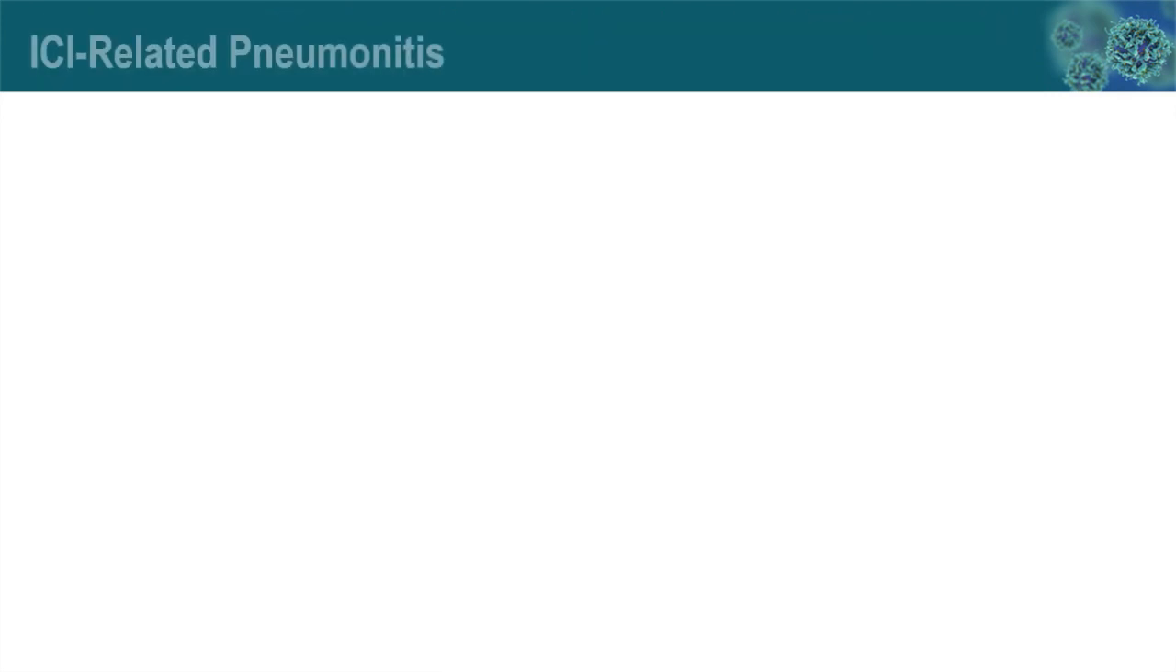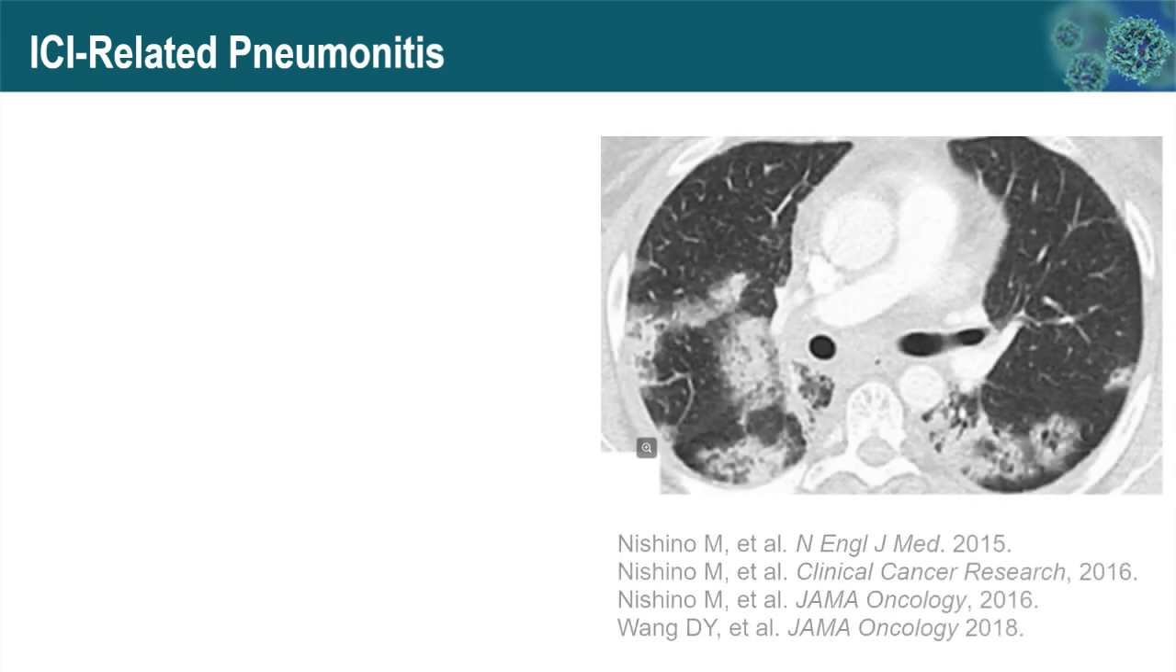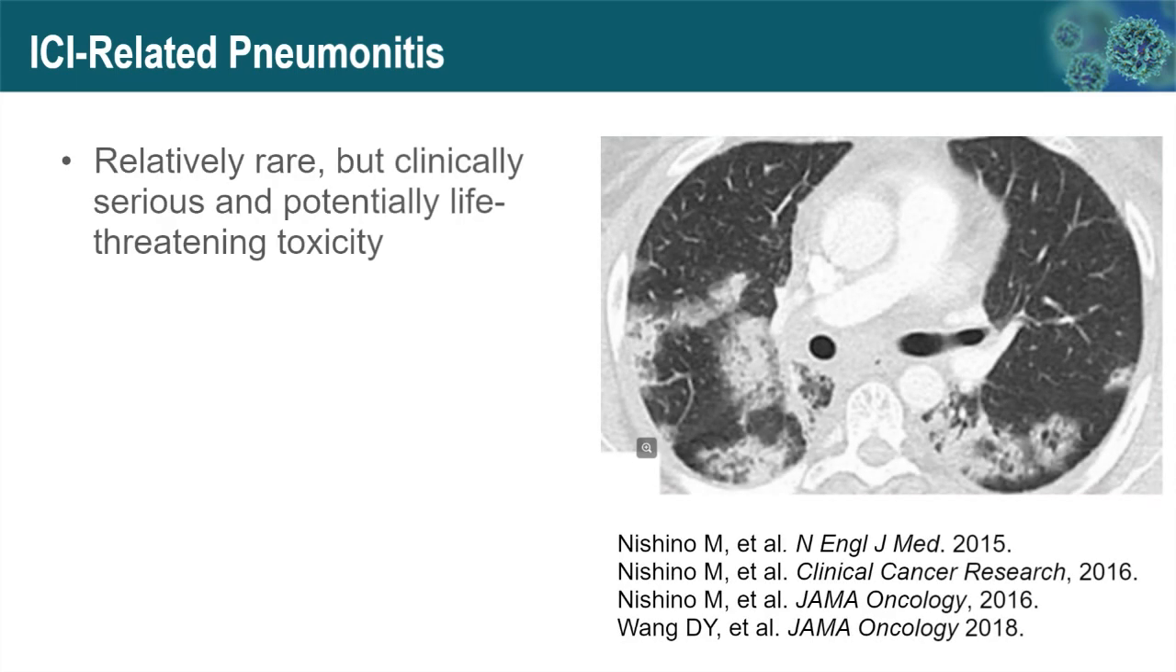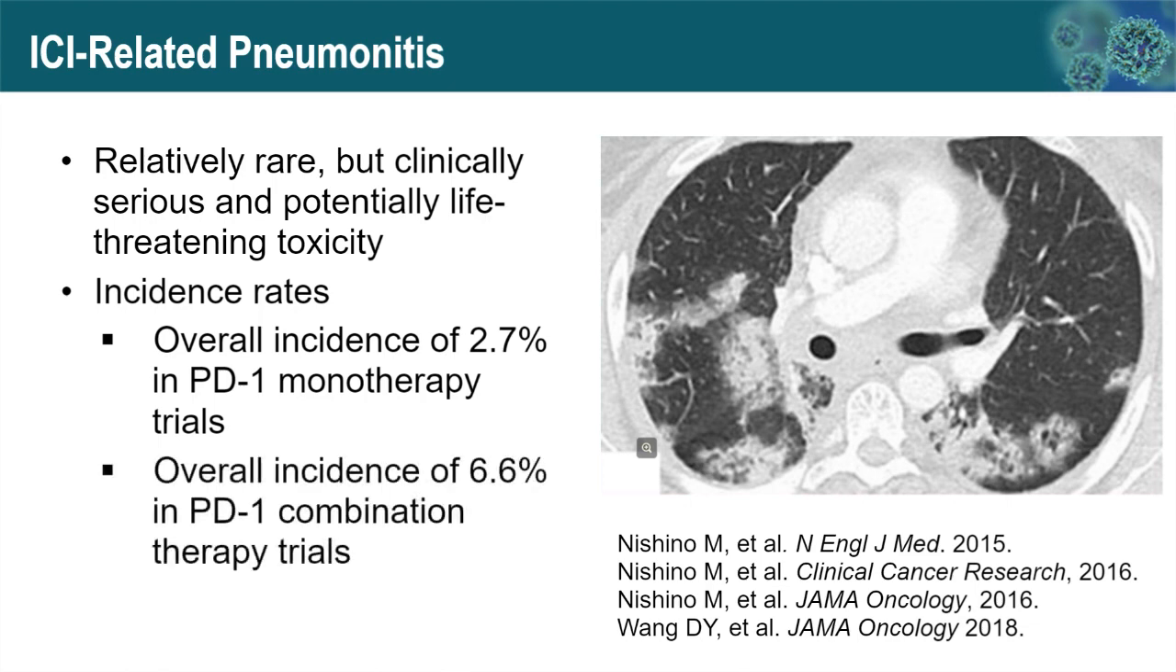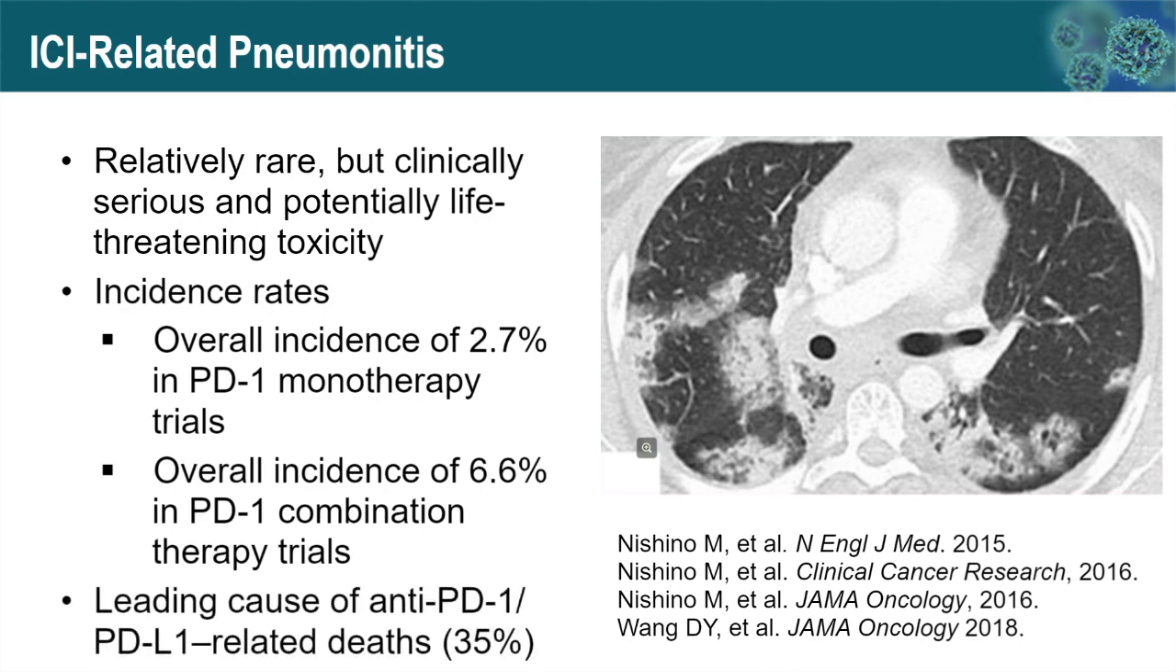Now we move on to the specific findings of ICI-related pneumonitis, which is a relatively rare but clinically serious and potentially life-threatening toxicity. The incidence rates from prior meta-analysis are about 3% in PD-1 monotherapy trials, and the incidence is much higher in combination trials, up to 6.6%. And more recent meta-analysis have also shown that pneumonitis is a leading cause of anti-PD-1 and PD-L1 related death, accounting for more than 1/3 of the cases. So it is really a clinically serious problem.